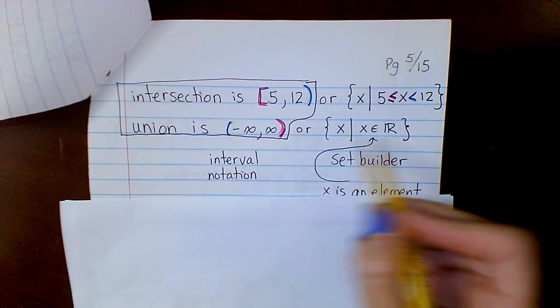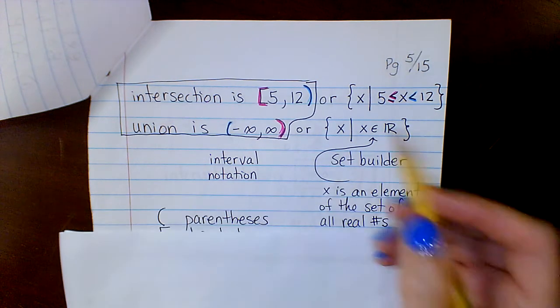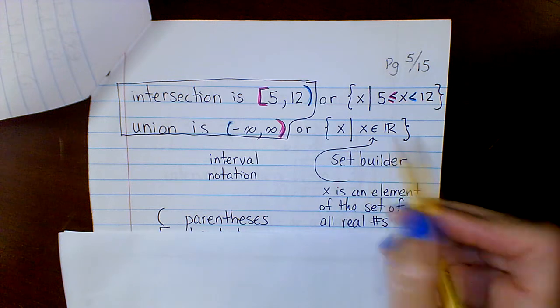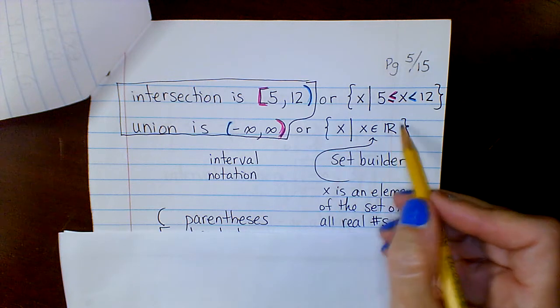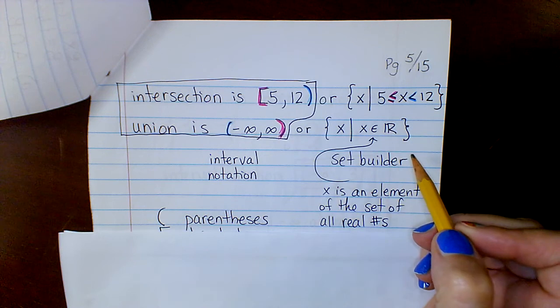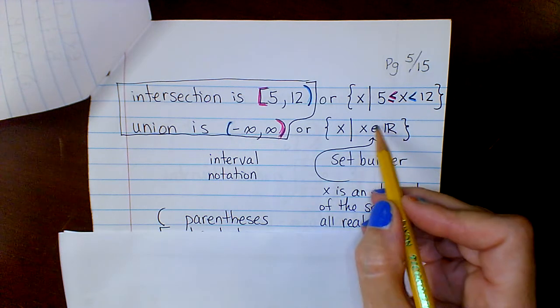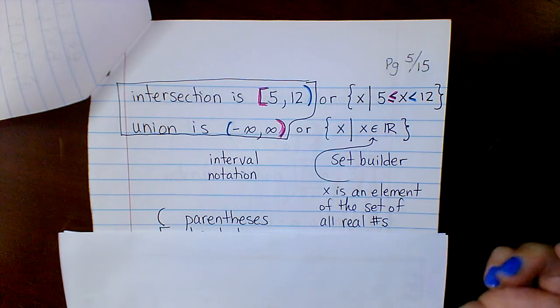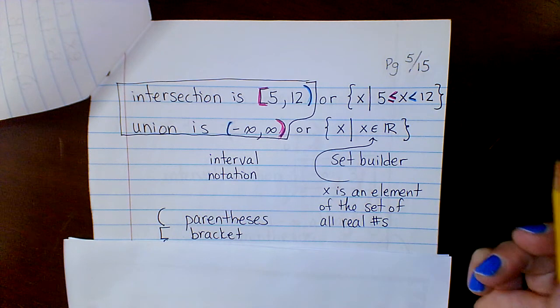You could write the set builder notation like that, where x such that x is any element of the real numbers. I don't know if you guys have seen this symbol before. That's the symbol for all real numbers. It's a little double-legged R. And this little e right here means is an element of. So that's what all that means.